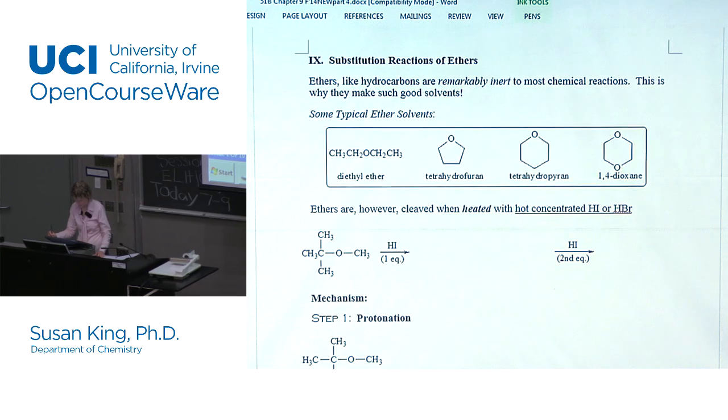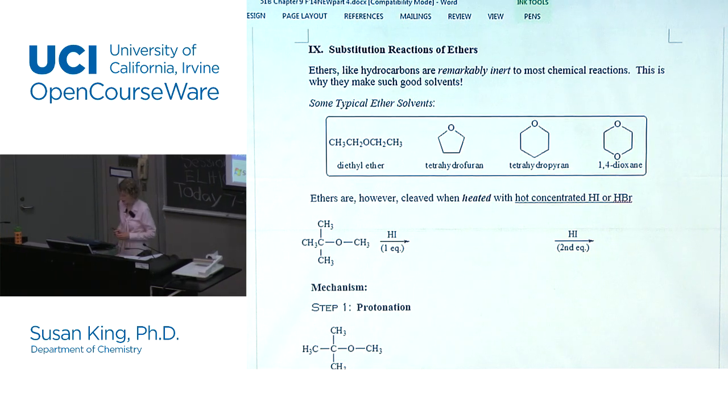All right, so ethers, like hydrocarbons, are remarkably inert to most chemical reactions. This is why they make such good solvents. So here are some common solvents. You've probably used diethyl ether in lab already, haven't you? Yes? Tetrahydrofuran is another one we'll see a lot in chapter 10. Tetrahydropyran, not as frequently, and 1,4-dioxane, you might have heard of that. We're not going to use that too much. We mostly are going to use diethyl ether.